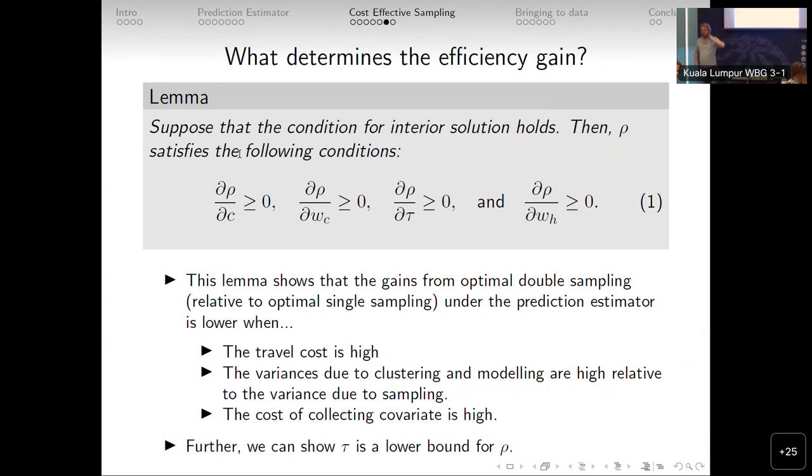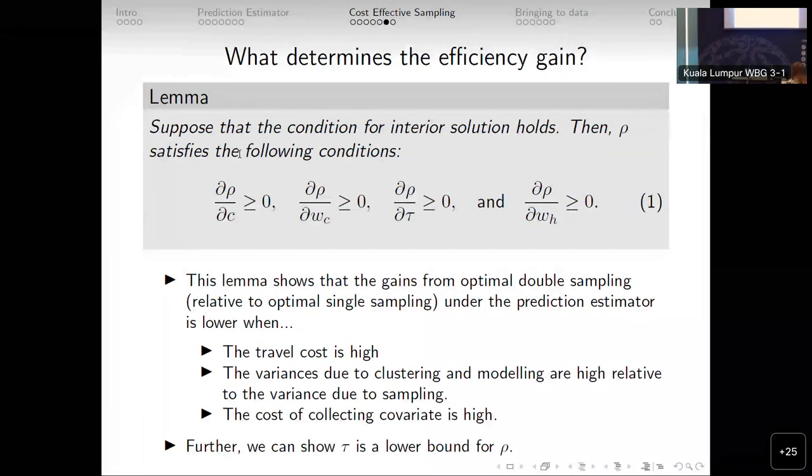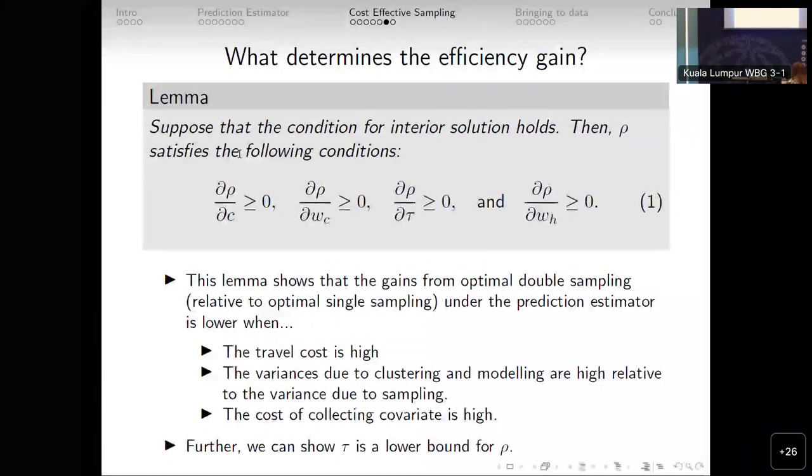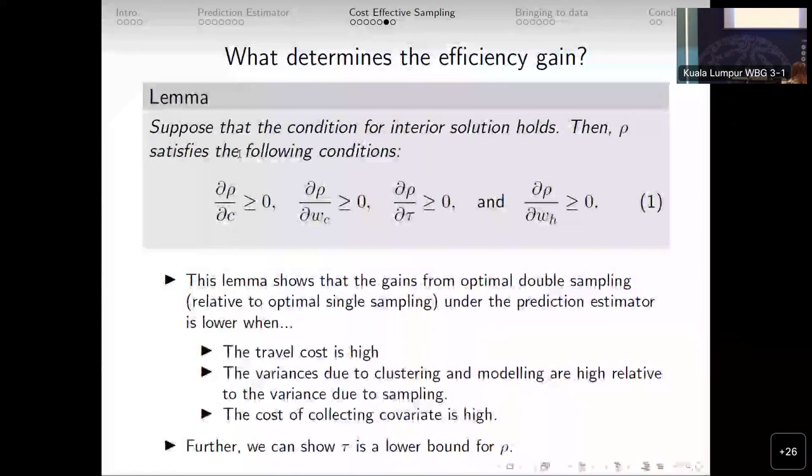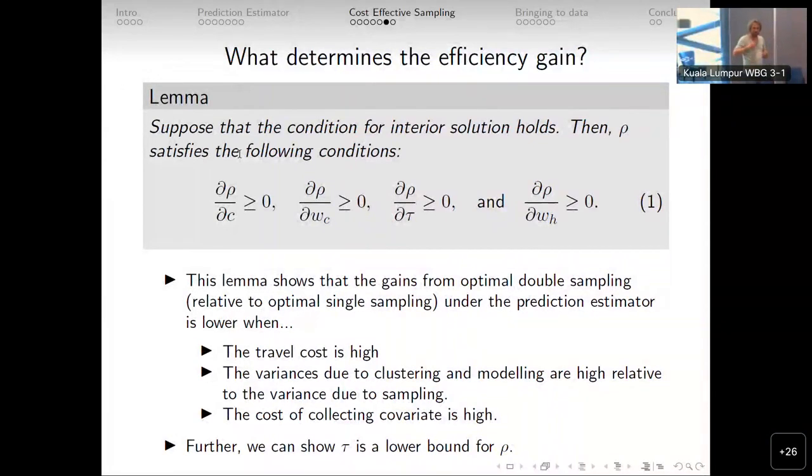So if it's either very expensive to collect data for initial clusters, or if there's a need to collect more data in order to bring the variance that scales with the cluster down, if that's an important part of the statistical precision, that's not something that double sampling can help you with. So the scope for gains in that type of environment will be more limited. That's the intuition.